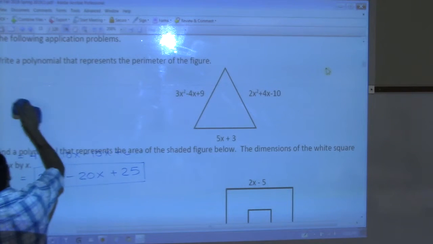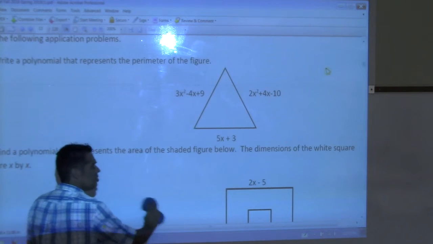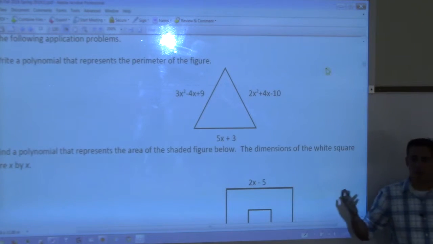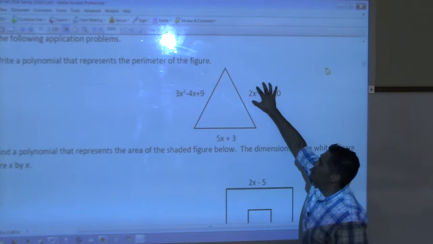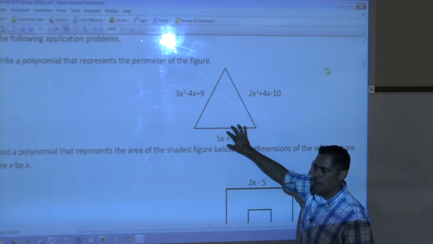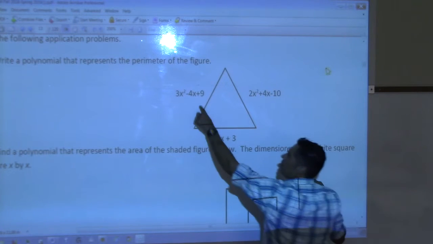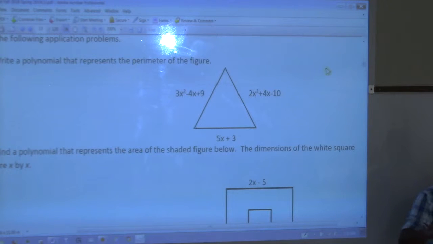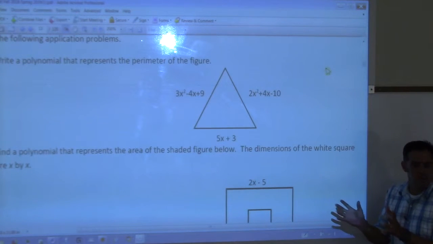in this problem here, they say write a polynomial that represents the perimeter of this figure. Dyson, do you know what the perimeter of an object is? It's the outsides added up, right? It's the distance around the outside. So this problem is asking you to take this side, add it to this side, and then add it to this side. So you would write, 2x squared plus 4x minus 10 plus this, and then you just collect all your like terms together, and you're done. Right? So even though it's a word problem and it's a geometric figure, this is just adding polynomials. That's all it is. Okay? Does that make sense? Okay.